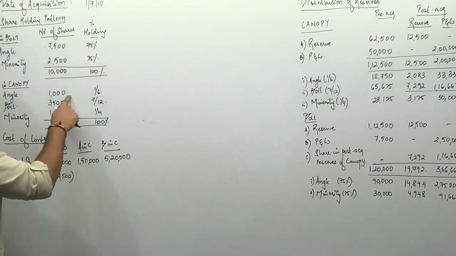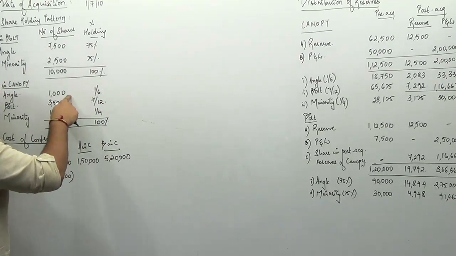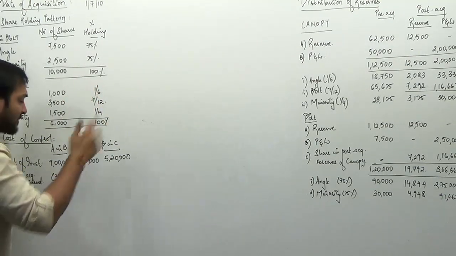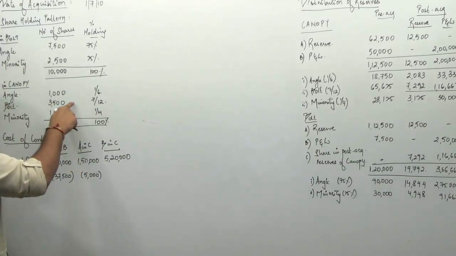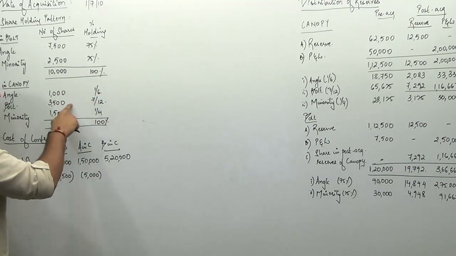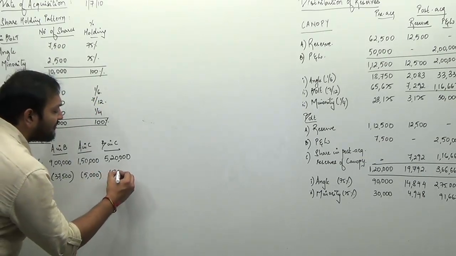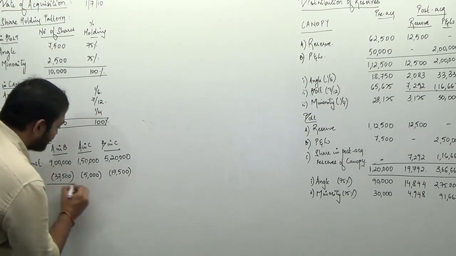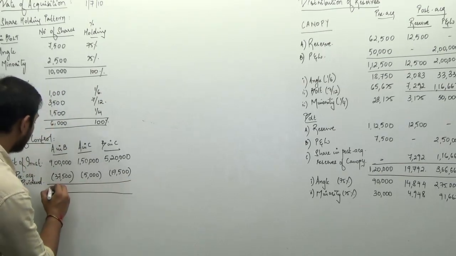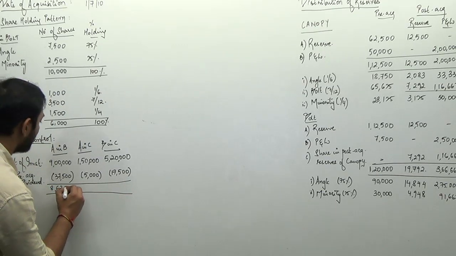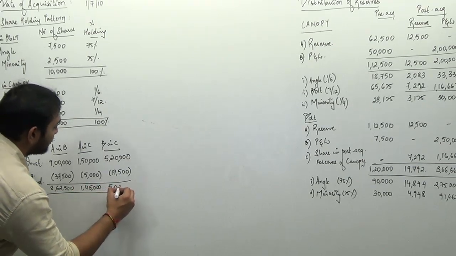Angle in Canopy, 1,000 shares. Each share of 100 rupees, dividend being 10%. So the total dividend he will receive is 10,000. Half is pre-acquisition, 5,000. Bolt, 3,500 shares, each share 100 rupees, 10% dividend. So I'll get 35,000 dividend. Out of 35,000 dividend, 17,500, half of it will be treated as pre-acquisition. Once we have the pre-acquisition dividends, you can total this. This will be 8,62,500, 1,45,000, and this will be 5,02,500.